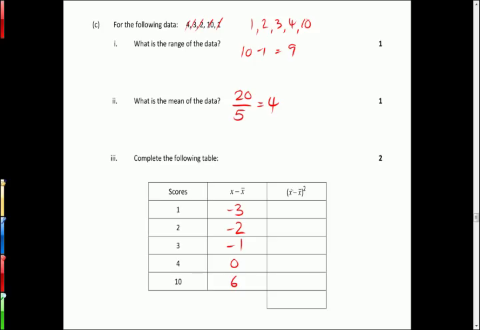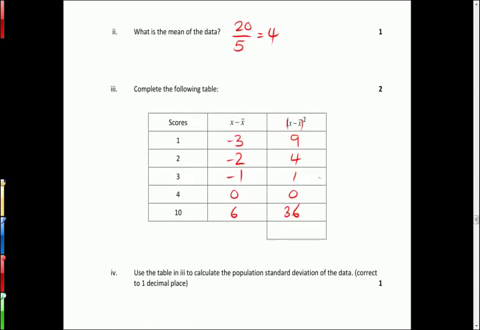The next column's got exactly the same heading, but squared. So it says get each of these and square it. In other words, minus 3 times itself becomes plus 9. Minus 2 times minus 2 is plus 4. Minus 1 by minus 1 is 1. Naught naughts is naught. And 6 sixes are 36.